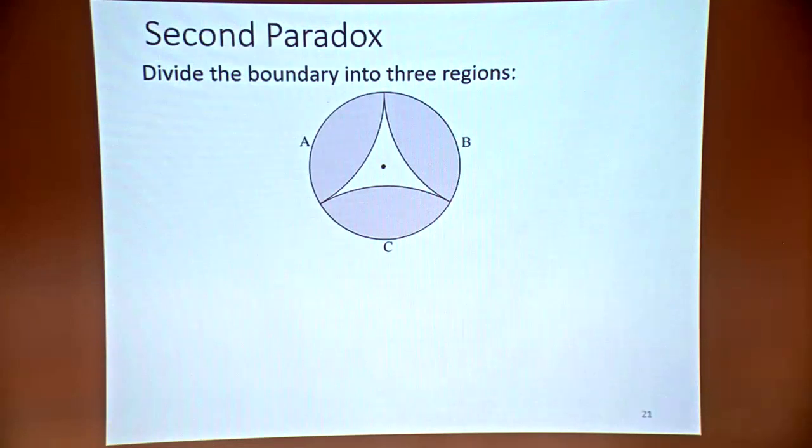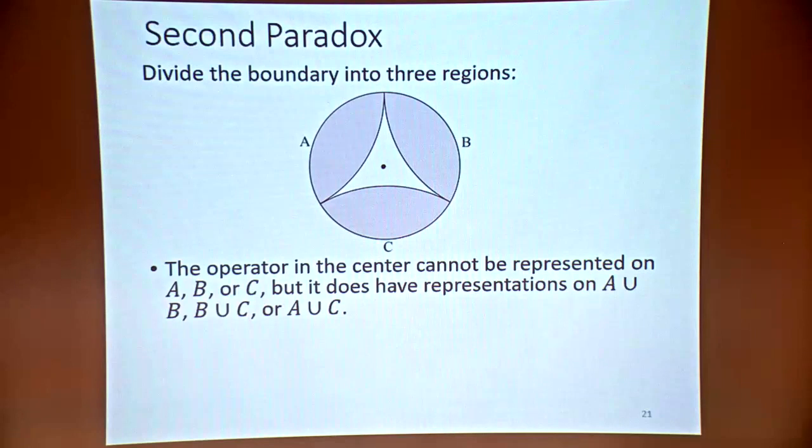The second paradox involves the following picture. So let's divide the boundary into three regions, A, B, and C. Now, each one of them will have a rather small Rindler wedge. For A, it will be this shaded region. So it doesn't contain the center. This means the operator in the center cannot be represented on A or on B or on C. However, if we take a union of any two of them, for example, let's consider A and B, the union of A and B, its Rindler wedge will be rather big. It will contain this big region, and in particular, it will contain the center.